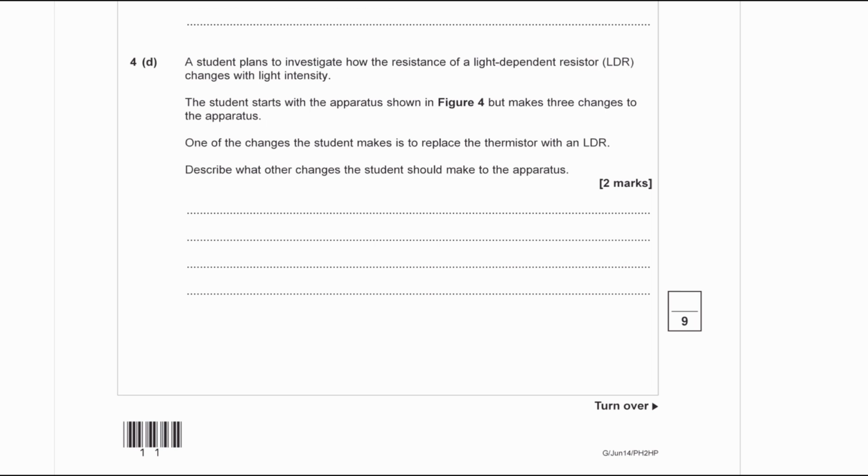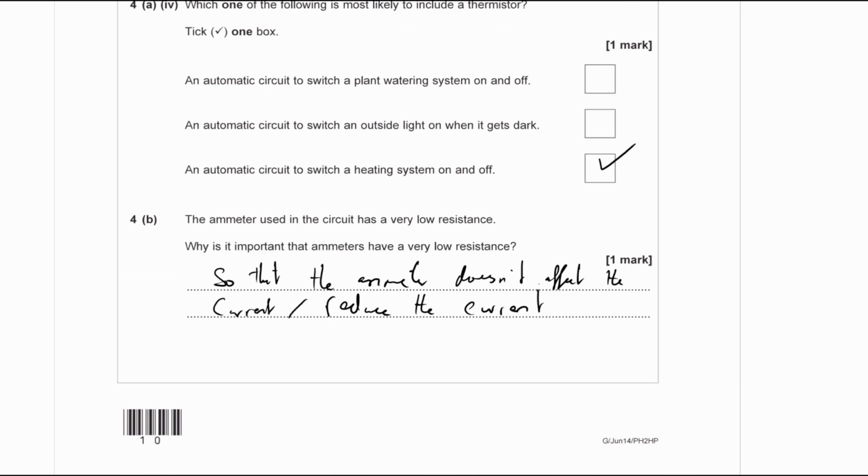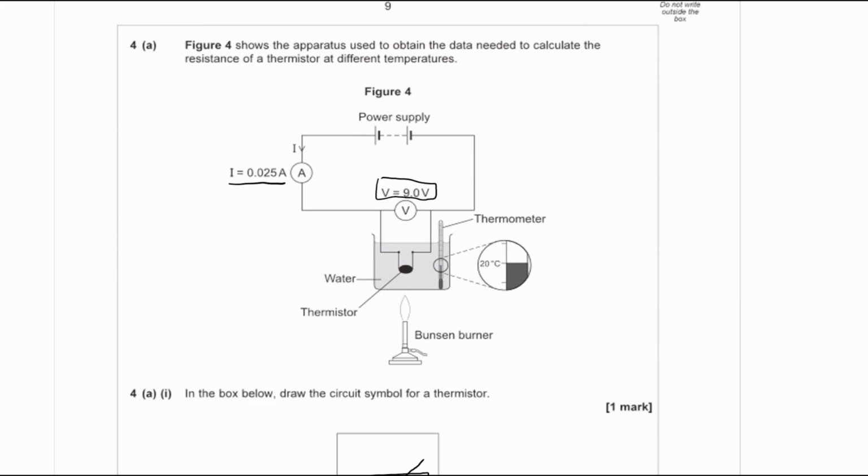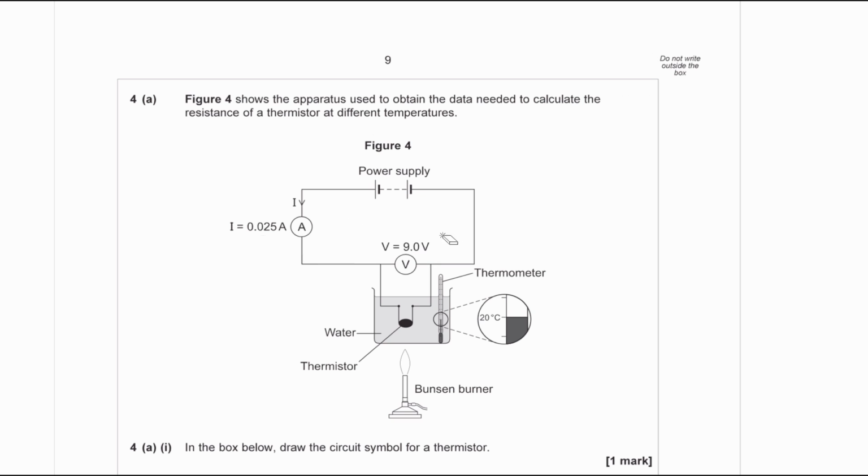A student plans to investigate how the resistance of a light-dependent resistor, LDR, changes with light intensity. The student starts with the apparatus in figure 4, which we've already seen, but makes 3 changes to the apparatus. One of the changes the student makes is to replace the thermistor with, obviously, the light-dependent resistor. Describe what other changes the student should make. All right, so let's quickly go back and have a look at the apparatus. So here we are here. Let's rub out my drawings there.